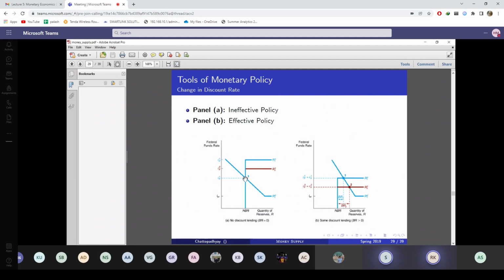But this change in discount rate policy to control money supply is completely ineffective when my interest rate is below ID. So you change your discount rate over here. The horizontal part of your reserve supply curve shifts down, but ultimately there is no change in the intersection between reserves demand and reserve supply. Nothing is going to change. It's ineffective.